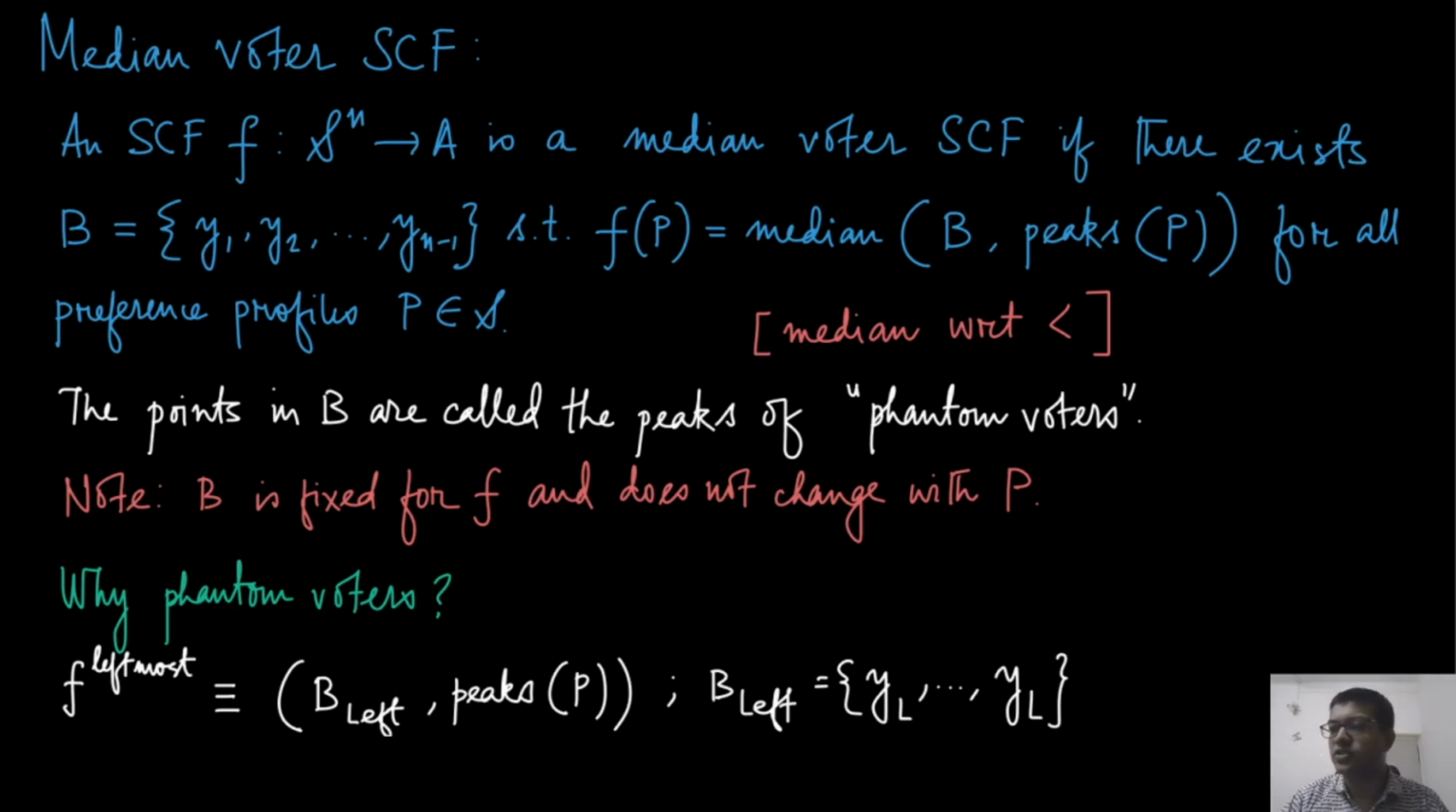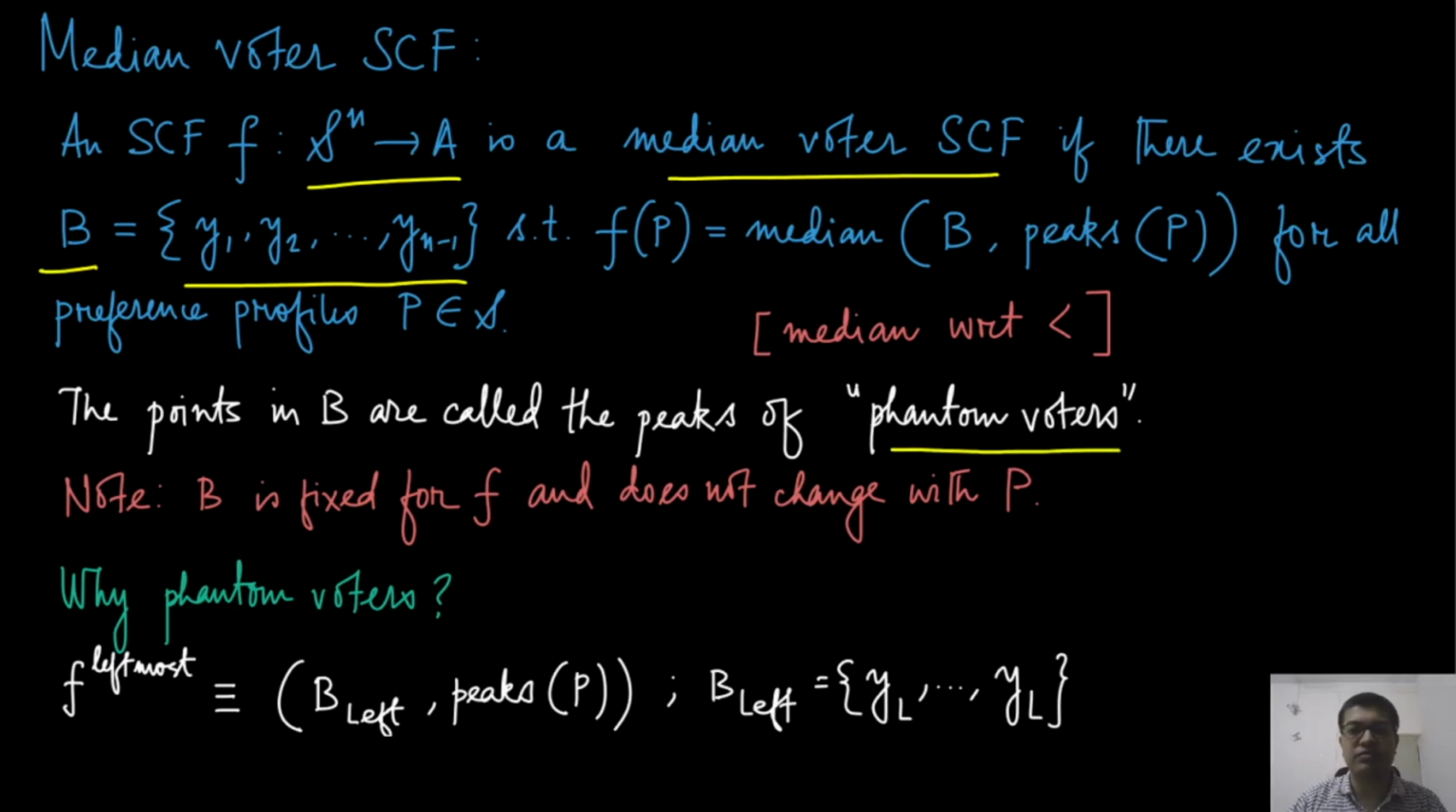We will call a social choice function f a median voter social choice function if there exist some peaks, n-1 peaks, which we are going to call the phantom peaks, and the corresponding voters the phantom voters. I'll come back to why we call them that. And the social choice outcome is the median of the real peaks, the peaks of these agents, and also the peaks of those phantom voters.